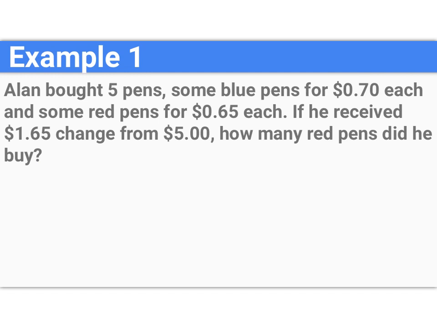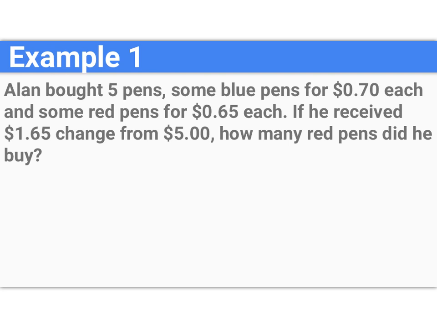All right, so here's our first real world example. Alan bought 5 pens, some blue pens for 70 cents each, and some red pens for 65 cents each. If he received $1.65 change from $5, how many red pens did he buy? So what do we do and how do we solve this?